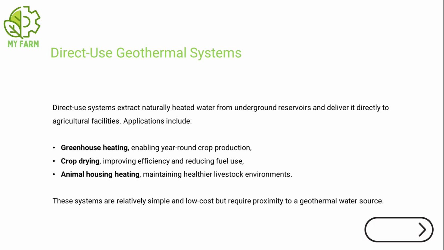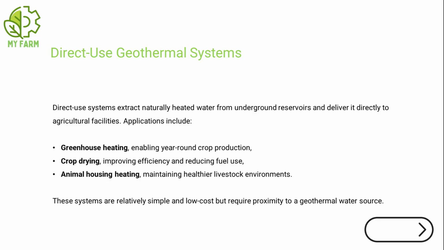For example, greenhouses heated with geothermal water can maintain ideal growing temperatures year-round, even in harsh climates. This enables farmers to extend their growing seasons, diversify their crop production, and reduce reliance on fossil fuel heating. Geothermal heat is also used for crop drying, improving efficiency and reducing fuel costs.